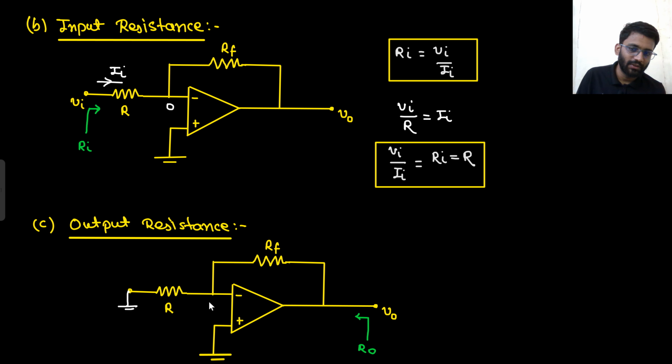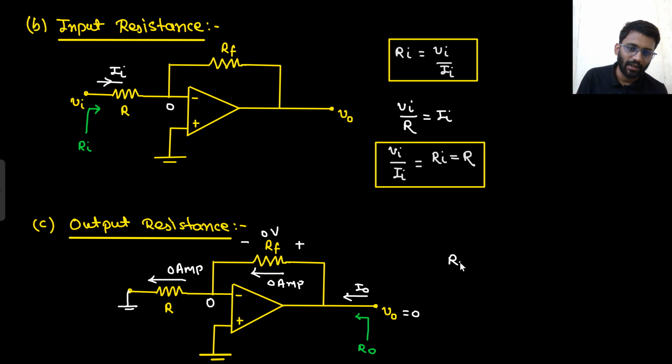If this is shorted, this node is also 0, this node is also 0. What is the current here? 0 ampere. The same 0 ampere current is flowing through this RF as well. This is also 0 ampere. If there is 0 ampere, that means here there is 0 voltage drop. So this is 0 volt drop. So V0 will be 0 only, right?